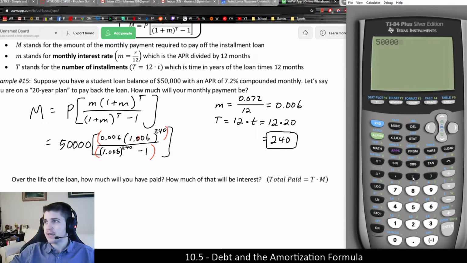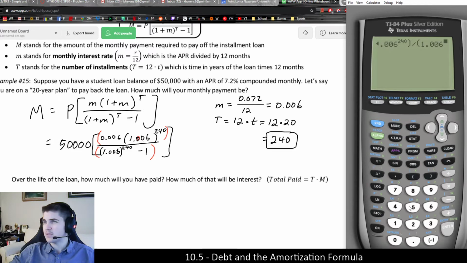So start with 50,000, multiply by 0.006, times by 1.006 to the 240. That's on top. And then I'm dividing by the denominator, which is 1.006.